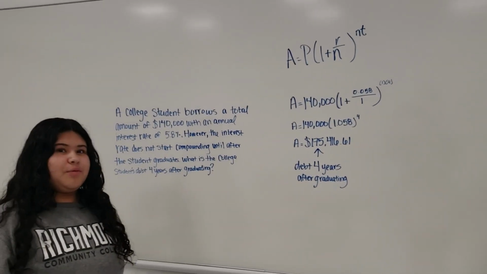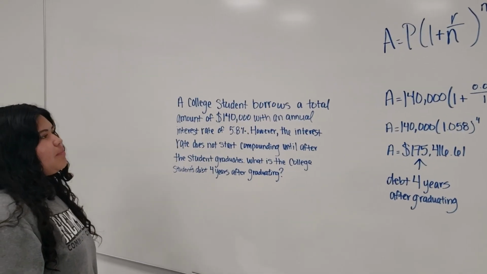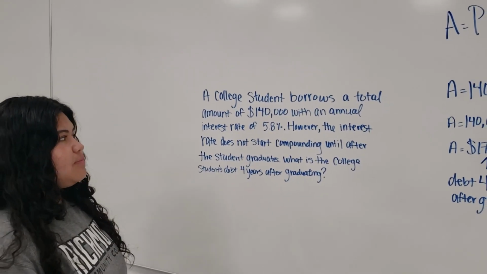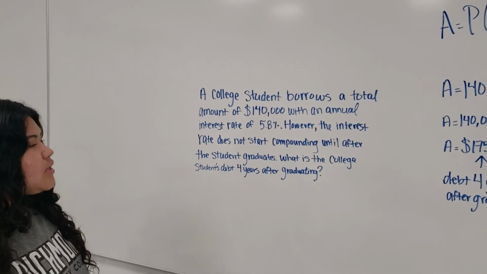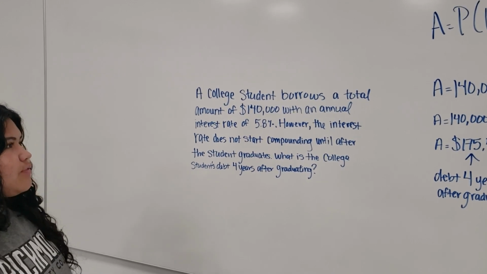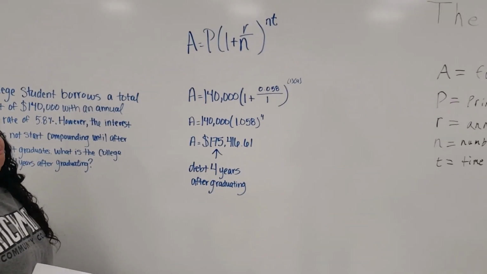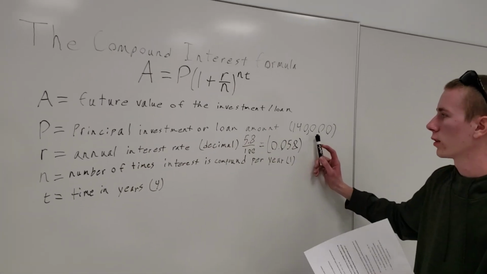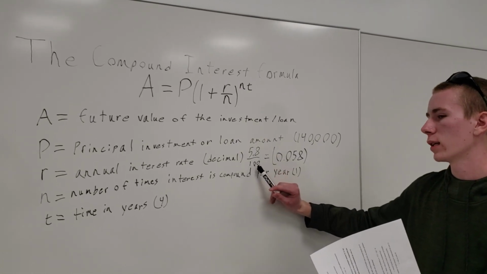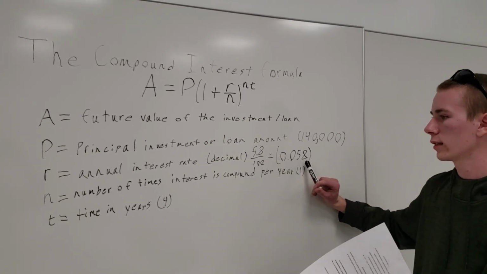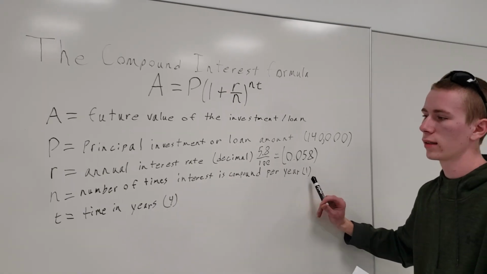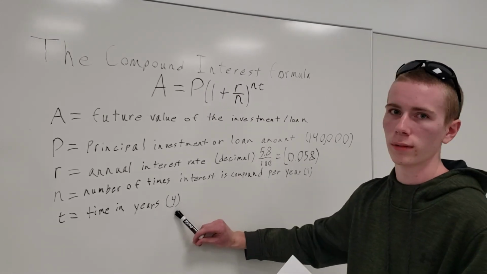Alright, so our problem that we will be solving today is a college student borrows a total amount of $140,000 with an annual interest rate of 5.8%. However, the interest rate does not start compounding until after the student graduates. What is the college student's debt 4 years after graduating? Our principal amount is $140,000, and then our rate is 5.8 divided by 100, which is 0.058. The number of times it's being compounded per year is only 1, and the number of years is 4.